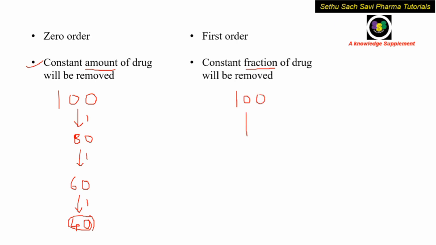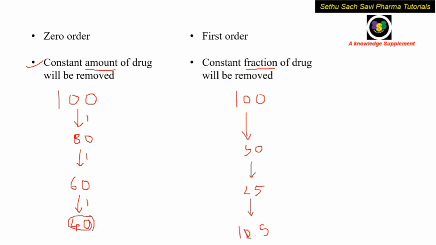So after 1 hour, 50% will be removed, which means 50 mg will be remaining. Okay, again after 1 hour, 50% will be removed. That is 25 mg will be remaining. Okay, again after 1 hour, 50% of this will be removed, which means 12.5 will be remaining. Okay, this is how we have to calculate when it comes to first order.